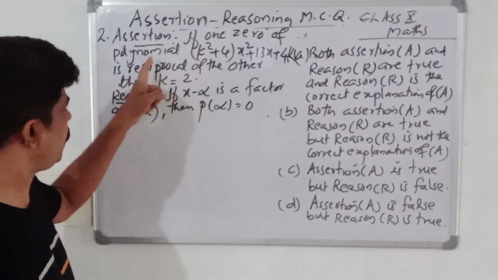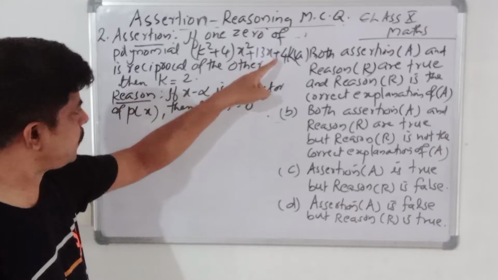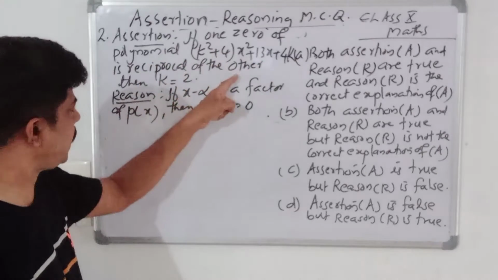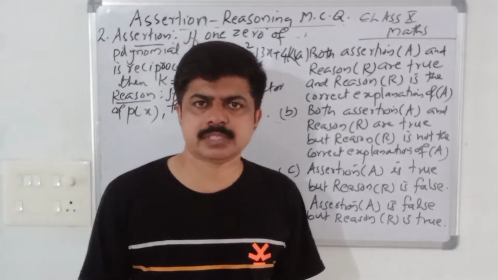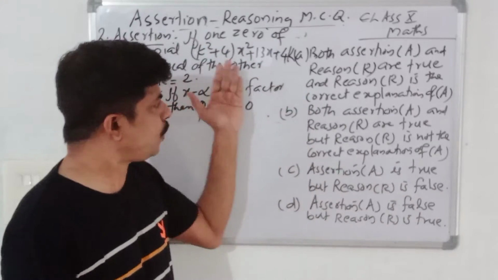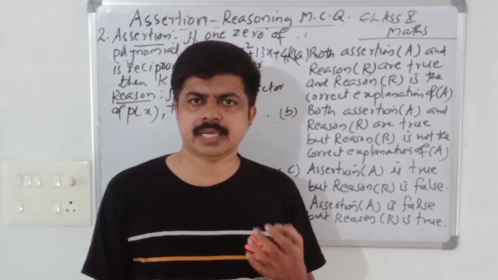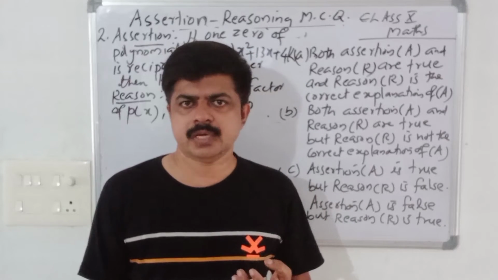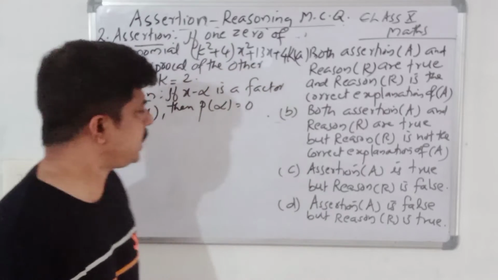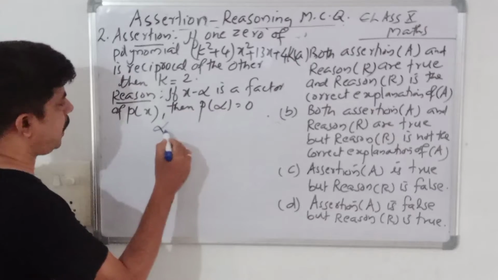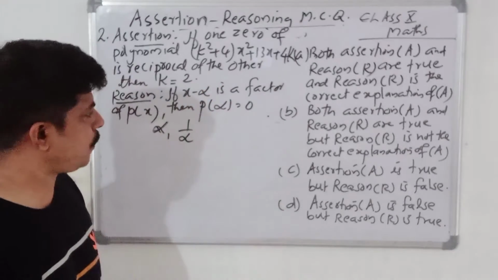Assertion: if one zero of the polynomial (k square plus 4)x square plus 13x plus 4k is the reciprocal of the other, then the value of k is equal to 2. We know that the zeros are alpha and beta, but according to the question, one zero is the reciprocal of the other. Therefore, we take the zeros as alpha and 1 by alpha, because one is the reciprocal of the other.